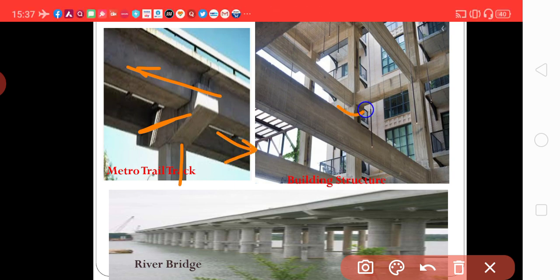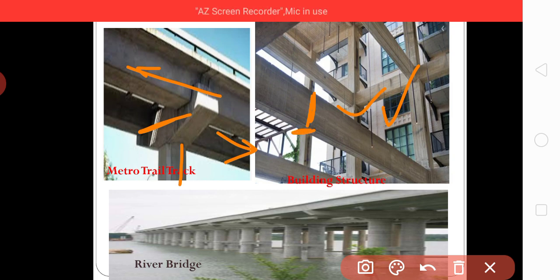This is the construction again of a building. You can find the depth of the beam is much higher than its cross-sectional dimension. Then when we deal with the formula derivations of I section, T section and rectangular cross sections, we will be telling why this is important. This is the river bridge, a long bridge.